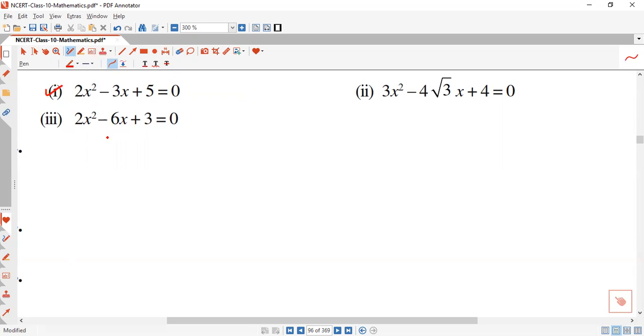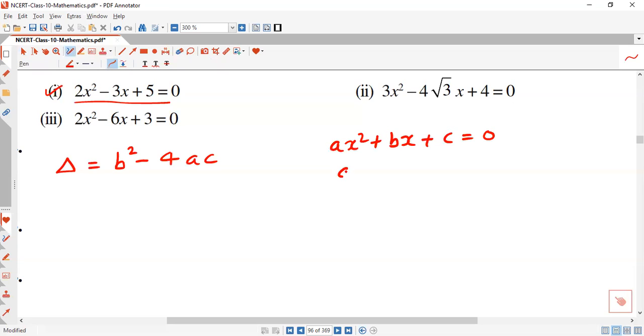So what is the discriminant for the first question? Delta is equal to b square minus 4ac. Here in this question, compare with the standard equation ax square plus bx plus c equal to 0. You find out that a equal to 2, b is minus 3, and c equal to 5. Okay, now put the values here.